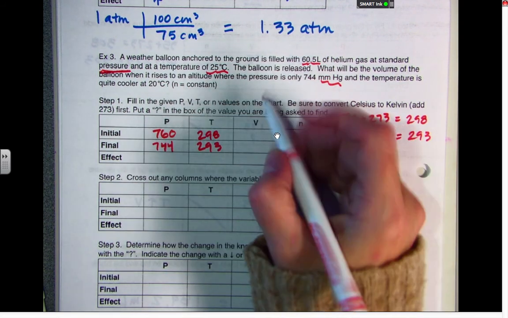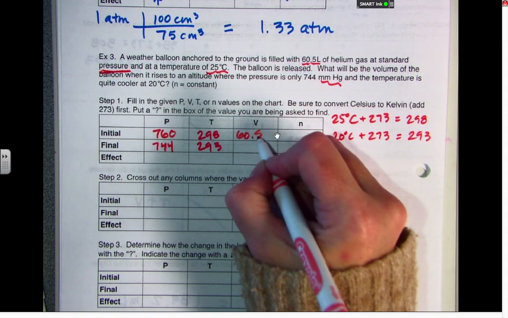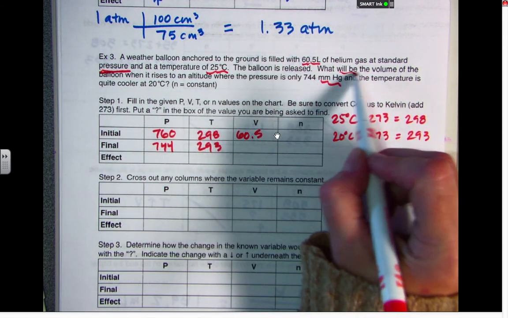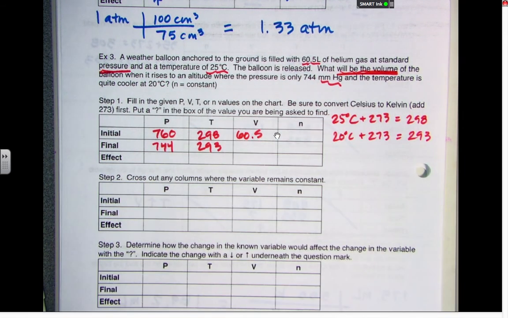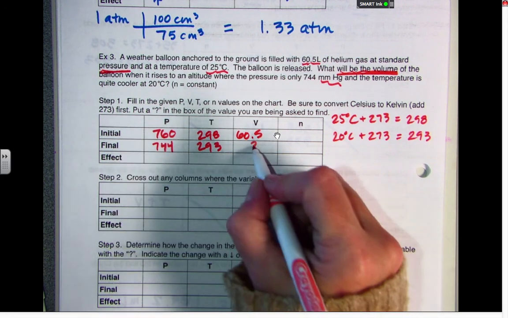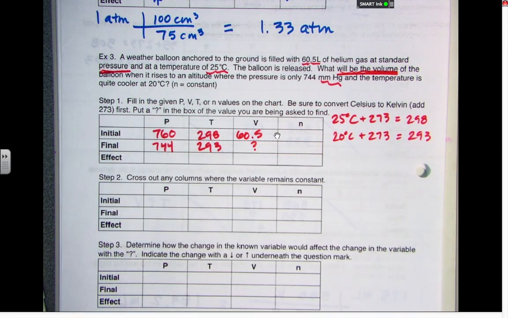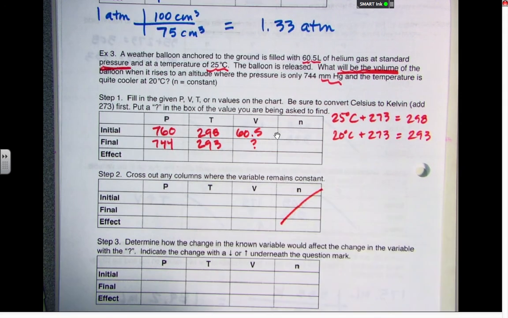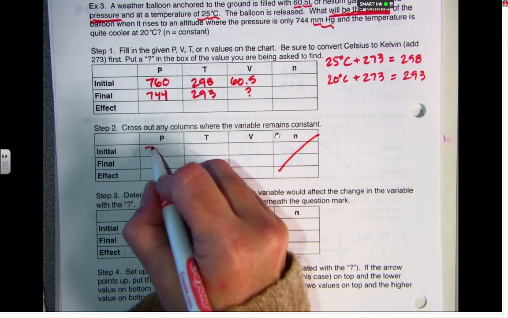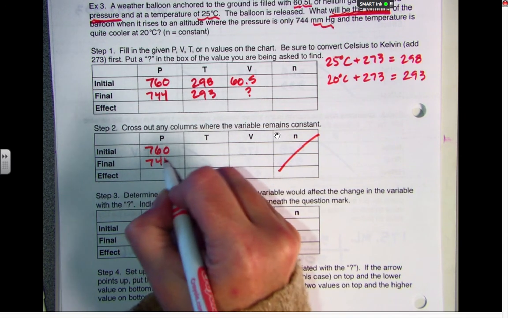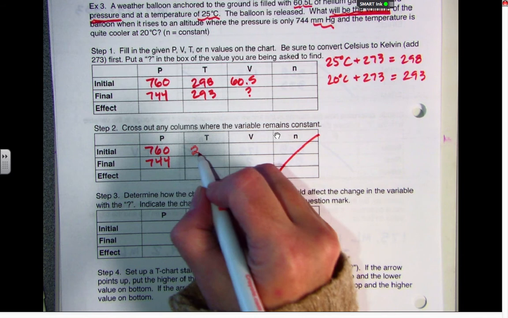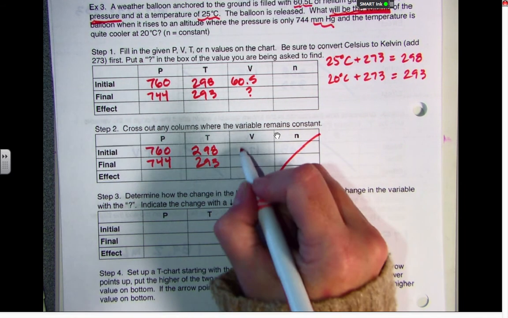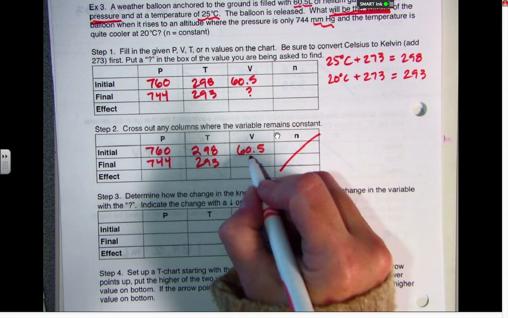We have 60.5 liters. We're being asked to find the volume. So this is what we want, is the volume. So we don't know what this is. Cross out any columns where the variable remains constant. So this gets crossed out. 760, 744 is final. 298, 293, 60.5, question mark.